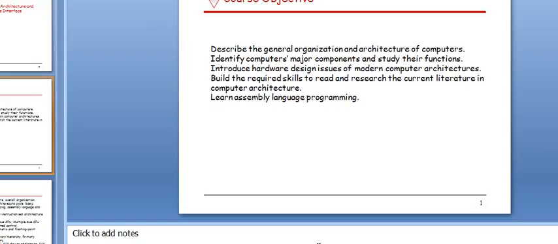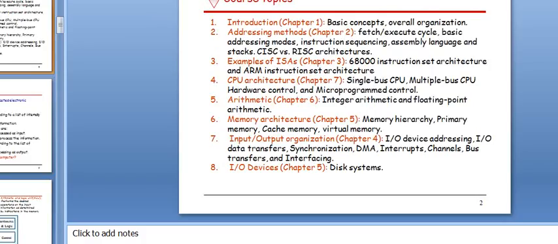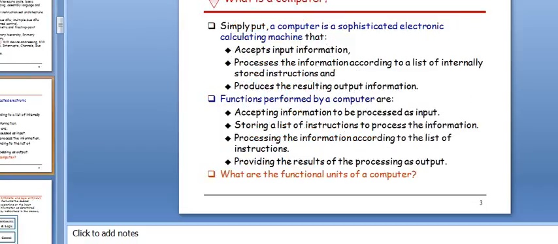The second objective is to identify the computer's major components and study their functions, and we are briefly introducing these things inside the slides. Then, introduce hardware design issues of modern computer architecture. Next, build the required skills to read and research the current literature in computer architecture. And lastly, learn assembly language programming. Actually, learning assembly language programming is the most important part.